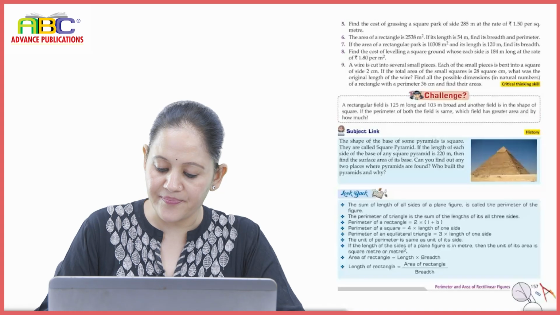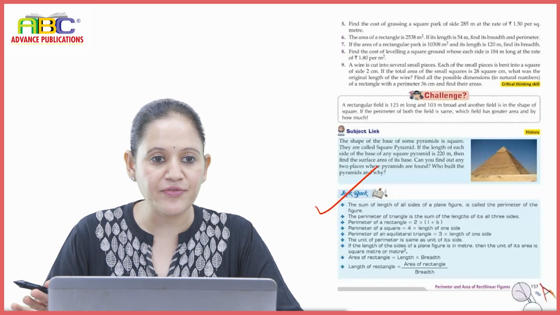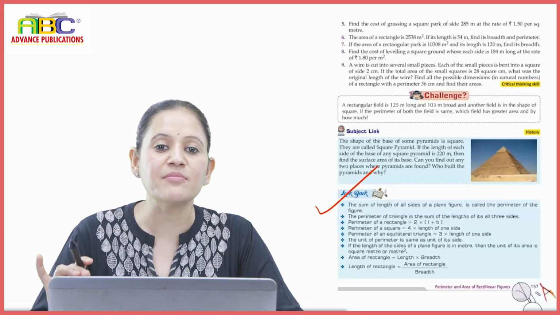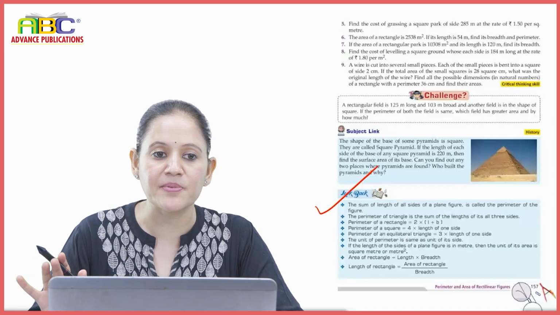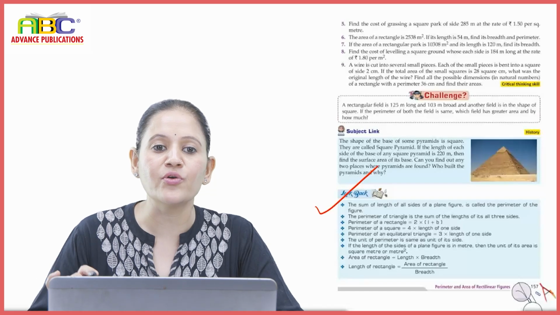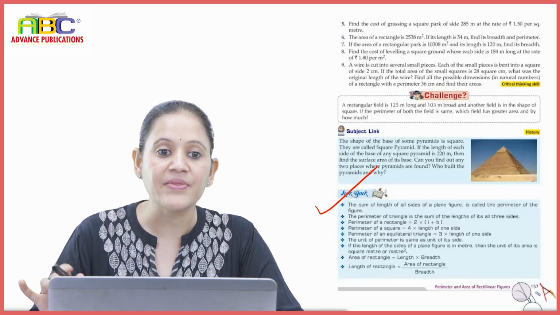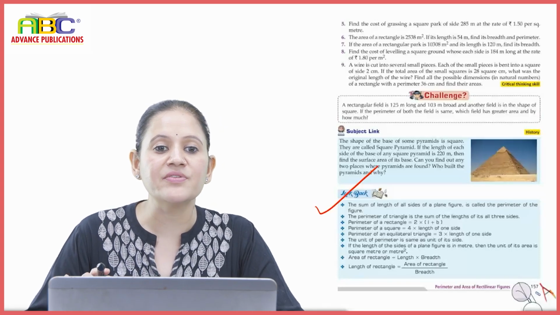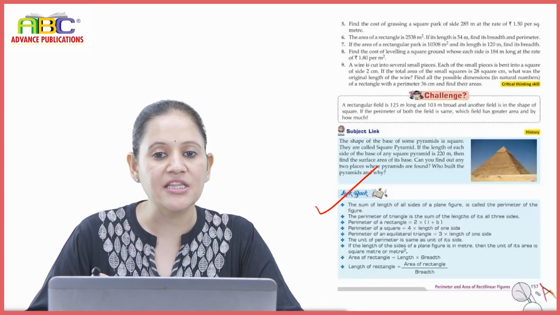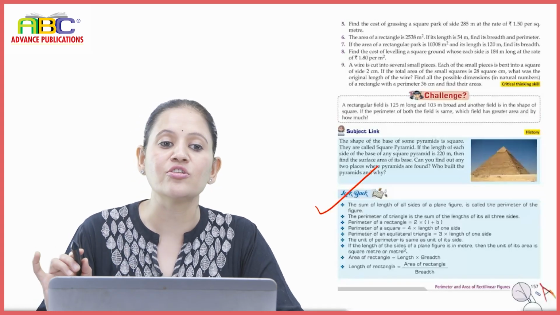Next is look back. The sum of the lengths of all sides of a plane figure is called the perimeter of the figure. The perimeter of a triangle is the sum of the lengths of its three sides. Perimeter of a rectangle equals 2 into length plus breadth. Perimeter of a square, 4 into length of one side. Perimeter of an equilateral triangle, 3 into length of one side. The unit of perimeter is the same as the unit of its side. If the length of the side of the plane figure is in meter, then the unit of area is square meter or meter square. The area of a rectangle, length into breadth.